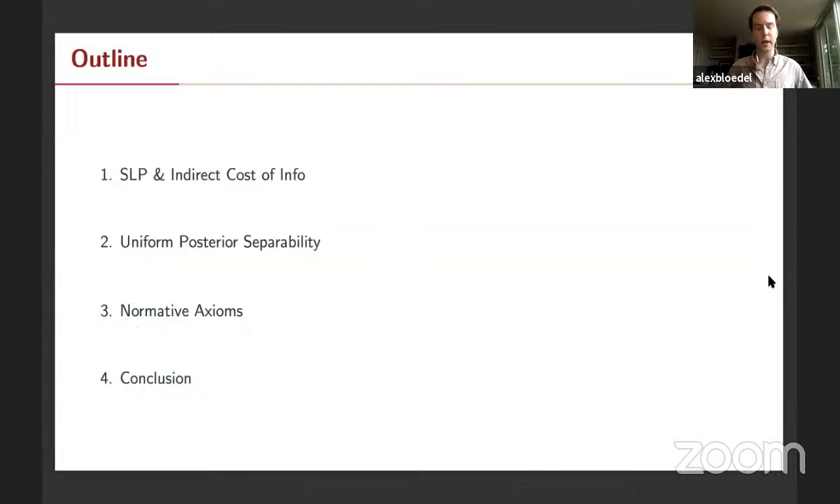Okay, so here's the plan. First, I'll lay out the framework and tell you about sequential learning proofness and indirect costs. Then I'll spend most of the time talking about our theorems for the UPS model. Then, time allowing, I would like to at least sketch what we do in the third part of the paper, although perhaps we'll have to defer that to the discussion section at the end, and then I'll briefly conclude.